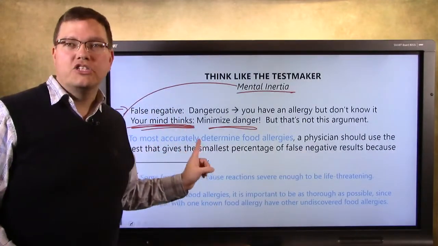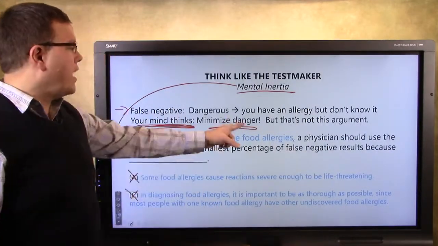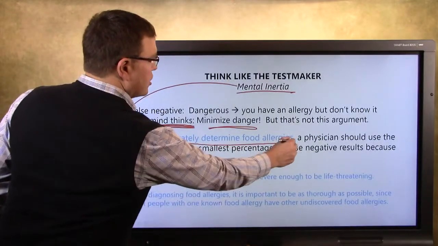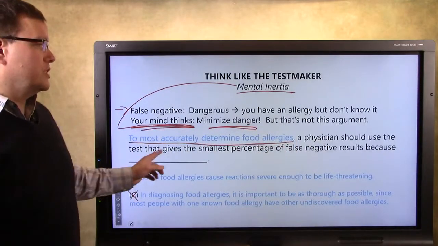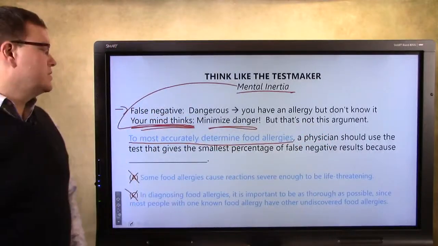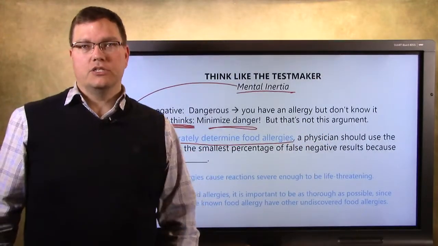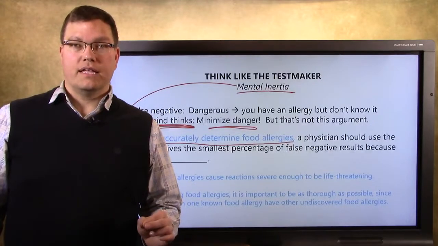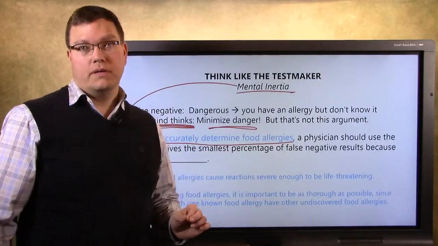But this question is not about minimizing danger. This question says, to most accurately determine food allergies, a physician should use the test that gives the smallest percentage. It doesn't say to save the most lives or something like that. It says to most accurately determine.